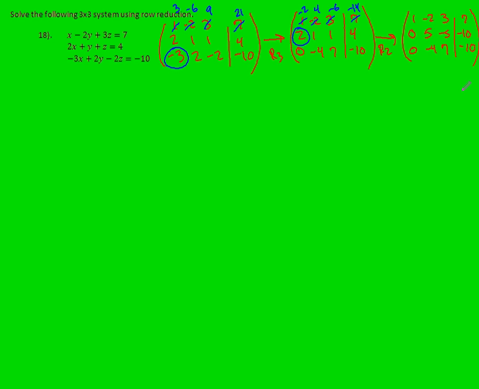Okay, from here, what I'm going to notice is that there's a couple different ways I could do this. My next step is to get this negative 4 into a 0 somehow.